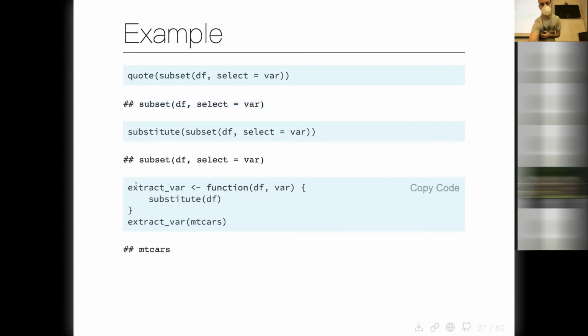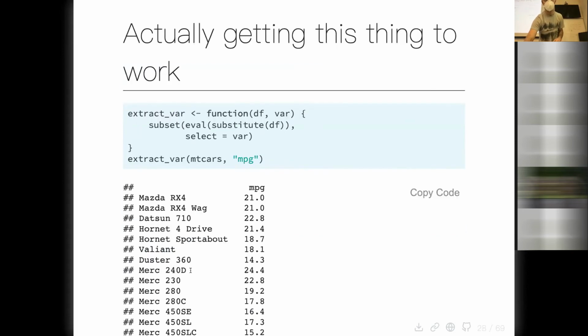Okay, so here I'm creating a function called extract_var, and I say function(df, var), and then I'm saying substitute(df). So in this case, that var argument actually isn't even used in the function yet. Okay, but when I run this, when I say extract_var(mtcars), what I get back now is mtcars instead of substitute(df) or whatever. Make sense? All right, good, because we're just warming up.